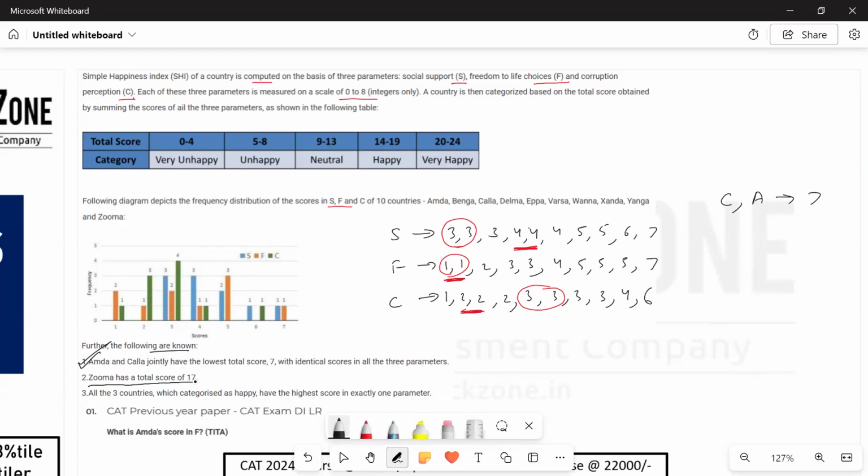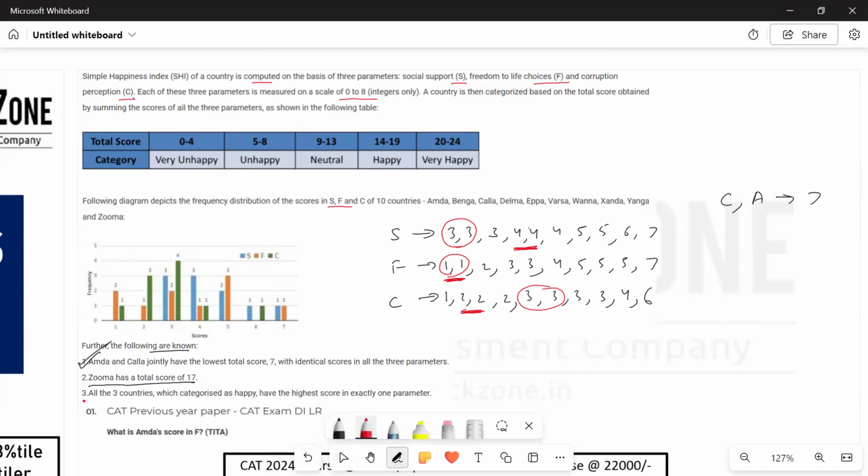The second says Zuma has a total score of 17. What can be the maximum total score? 7 plus 7 plus 6. If someone has these three parameters, this can be the maximum score, which is how much? 20. But Zuma has a score of 17. Okay.